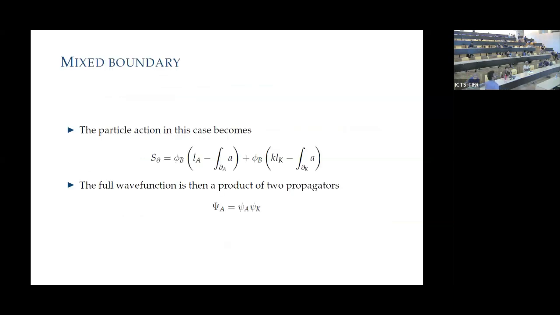So the boundary particle action in this case has two terms, one for the asymptotic boundary and one for the York boundary. So the full wave function is then a product of two propagators, the propagator for the asymptotic boundary and the propagator for the York boundary. So we will evaluate each of these in turn.